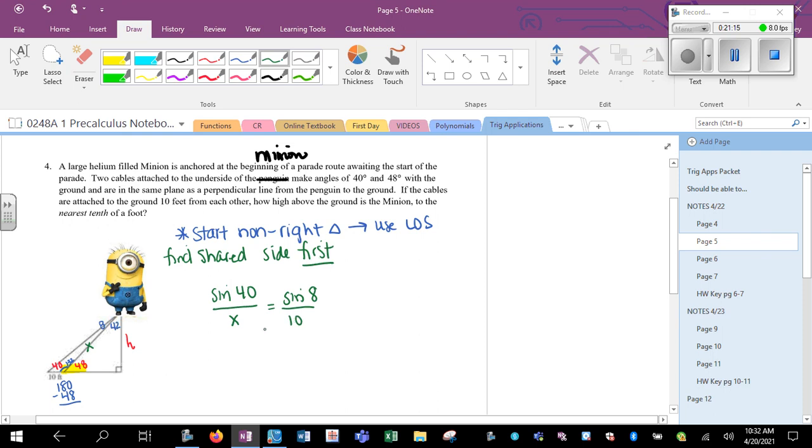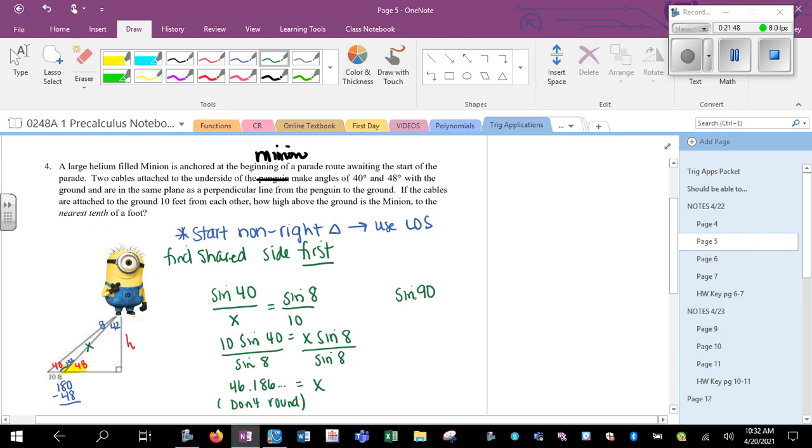Cross multiply here. Divide by sine of 8. Go to your calculator. And this is going to tell us that our x value is 46.186... I like the dot, dot, dot because I can't round early. Okay, so this one is a don't round. We'll use that value to get into our right triangle.